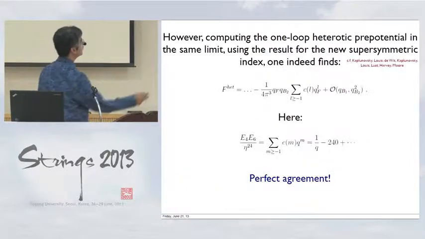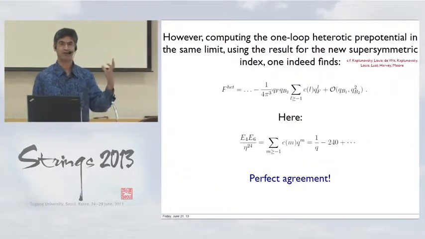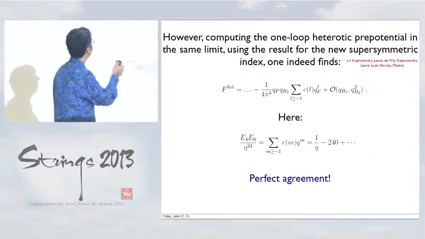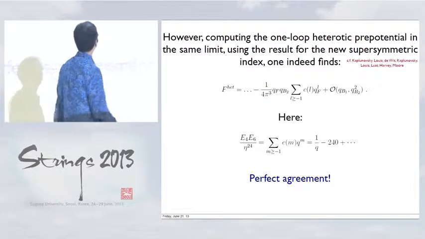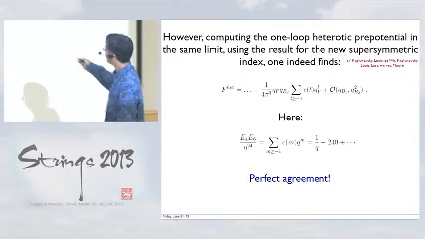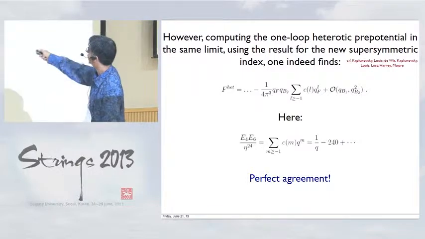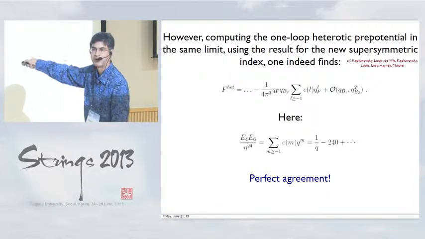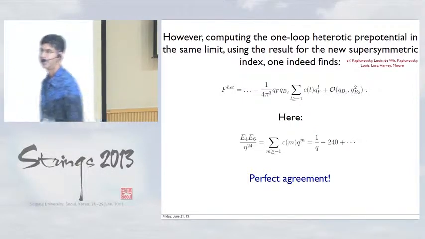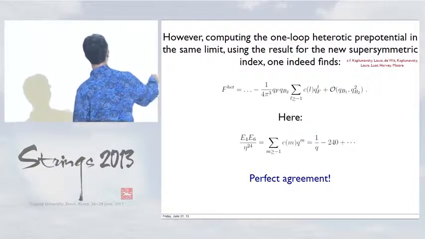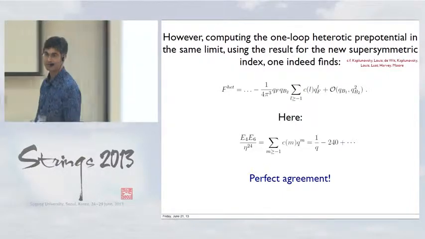Now, if you do take the one-loop thresholds I computed and solve a non-trivial differential equation for the heterotic prepotential in the same limit, this was pioneered by these authors in the mid-90s, what you'll actually find is the heterotic prepotential looks like this, where these CMs are precisely the coefficients appearing in the Q expansion of E4, E6. So the integrand actually translates perfectly into an appearance of E4, E6 in the space-time heterotic prepotential.